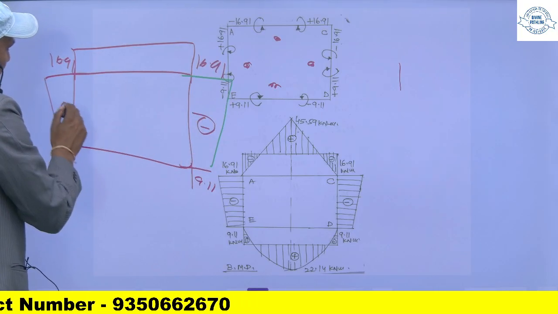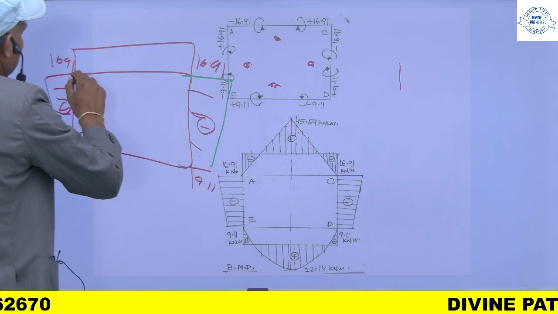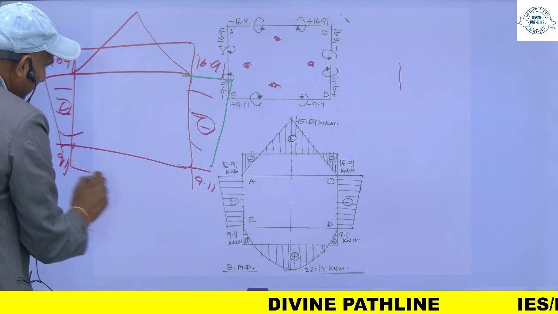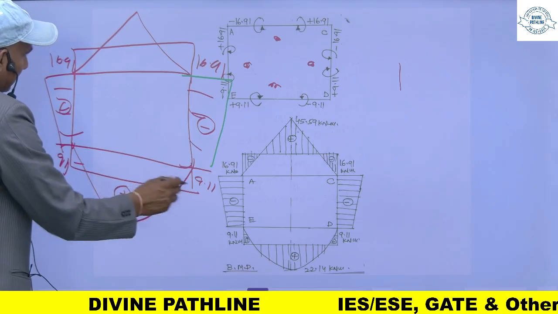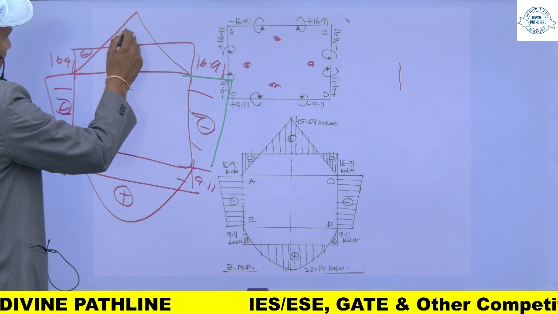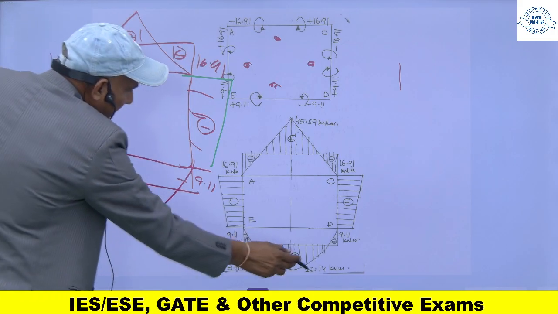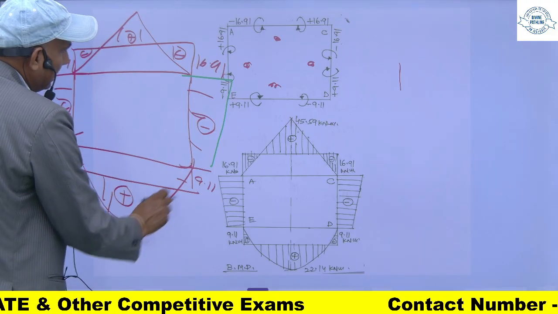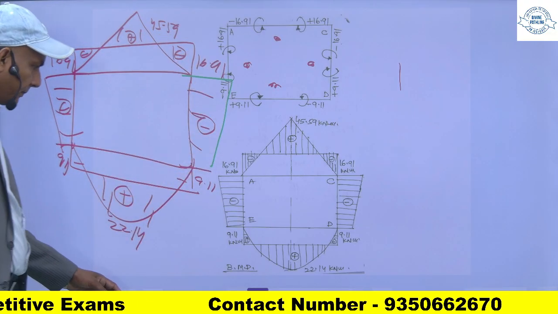This is hogging, and there is a point load, so this will be like this, and there is a UDL. We will superimpose this. The same procedure you will follow here, so you will get 22.14, and this will be 45.59. Same thing you will get.